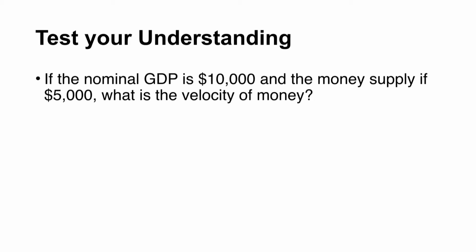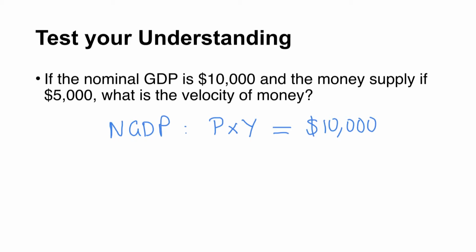So let's suppose the nominal GDP is $10,000. Remember, our nominal GDP can be calculated as the price level times real GDP. So this is going to be equal to $10,000. Now, if our money supply is equal to 5,000, what is our velocity of money? You can take a moment to pause the video here and try to go through this calculation on your own, and then continue on with me.